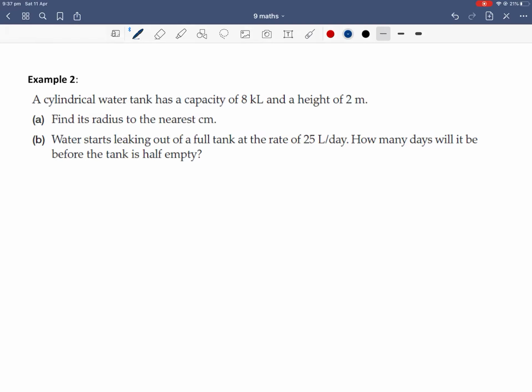Okay, let's have a look at example 2. Example 2 says a cylindrical water tank has a capacity of 8 kiloliters and a height of 2 meters. Part A, find the radius to the nearest centimeter.